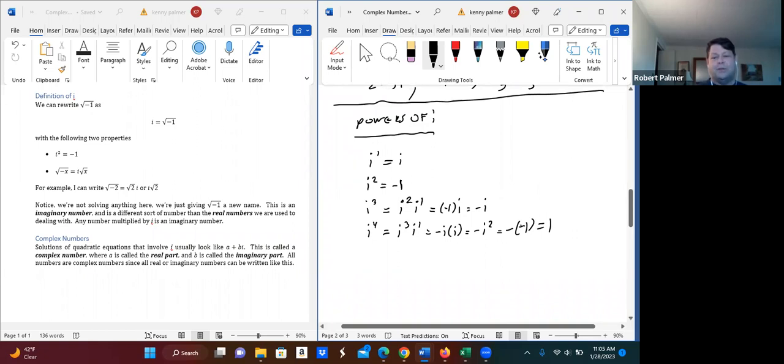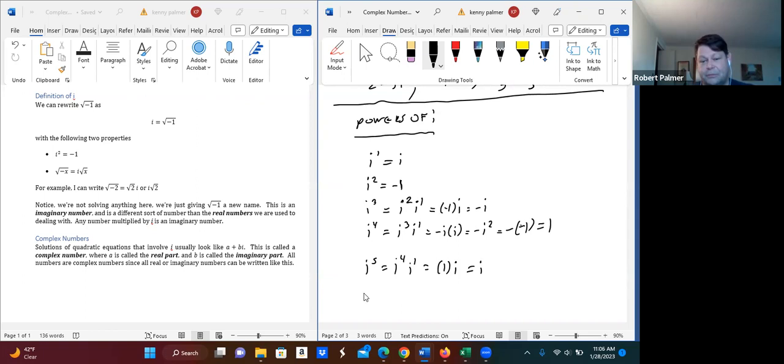So that's the first 4 powers of i. Now let's take a look at i to the 5th. Let's repeat this, and we're going to start to see a pattern emerge. So i to the 5th, we can write in a similar way as i to the 4th times i to the 1st. We just learned that i to the 4th is 1. So 1 times i is just i. Notice that's the same as i to the 1st.